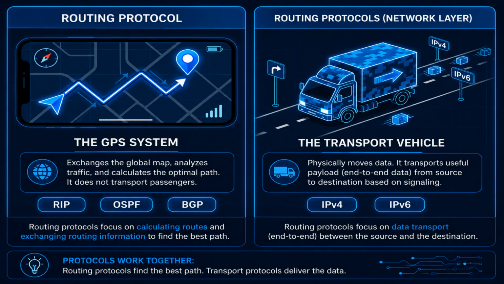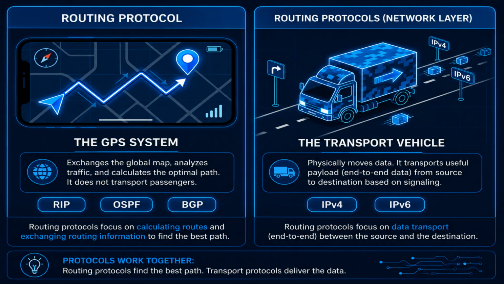Now, let's understand an important distinction in computer networks: the difference between a routing protocol and a routed protocol. A routing protocol is like a GPS navigation system. It analyzes the network, exchanges routing information with other routers, and calculates the best path to reach a destination. Protocols such as RIP, OSPF, and BGP belong to this category. However, routing protocols do not transport user data directly. Their role is only to build and maintain the routing table.